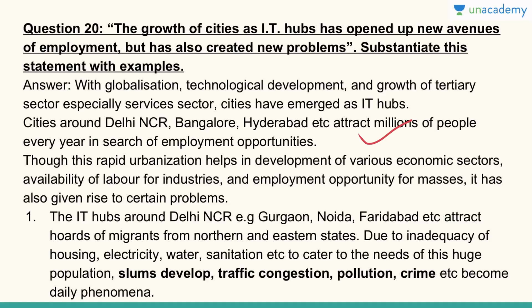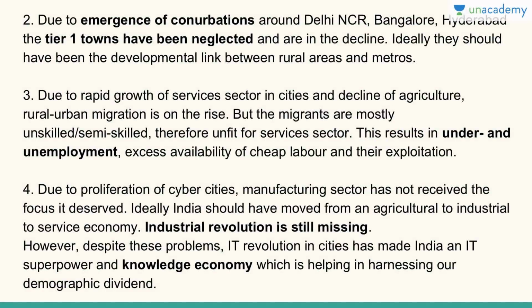It has also given rise to certain problems. The IT hubs around Delhi NCR, that is Gurgaon, Noida, Faridabad, attract hordes of migrants from other northern and eastern states, and due to inadequacy of housing, electricity, water, sanitation, etc., to cater to the needs of this population, slums develop, and traffic congestion, pollution, crime, etc. become daily phenomena.